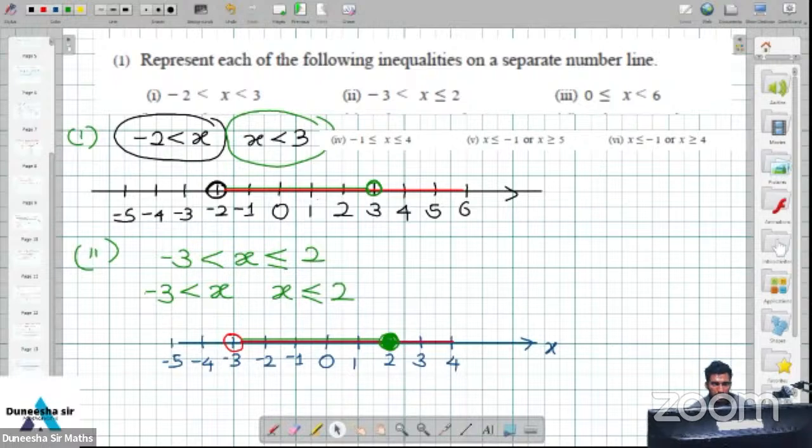Write down the third, fourth, fifth, and sixth inequalities. Write those 4 down. I put them on the screen. Write those 4 down. Do them as homework.